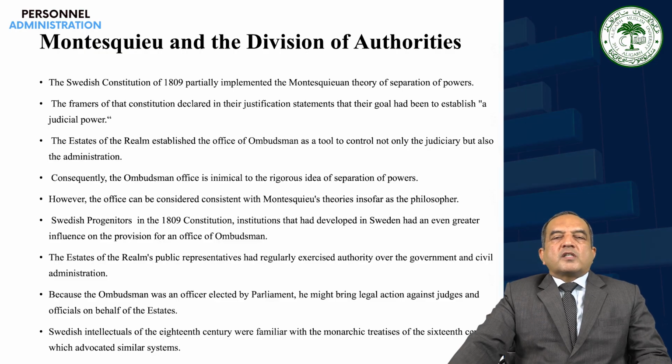However, the ombudsman's office constituted a significant break from such approaches, which had proved incompatible with the reformist theory of the separation of powers and been discredited due to multiple abuses. Because the ombudsman was an officer elected by the parliament, he might bring legal actions against judges and officials on behalf of the states. But the ordinary courts, mostly independent of parliament, would hear these cases. The latter factor became less significant once the ombudsman had gained its sanctions.